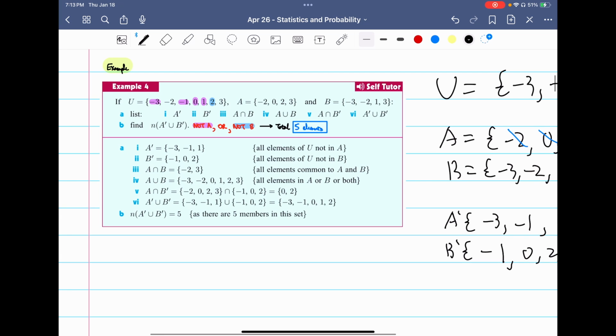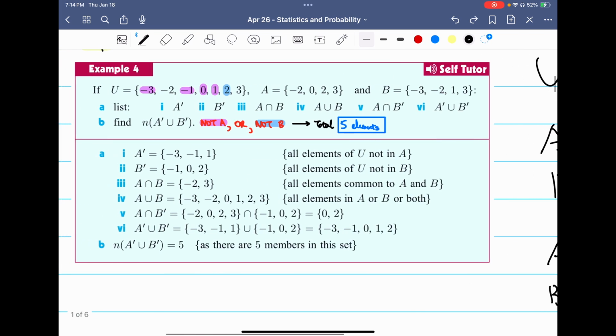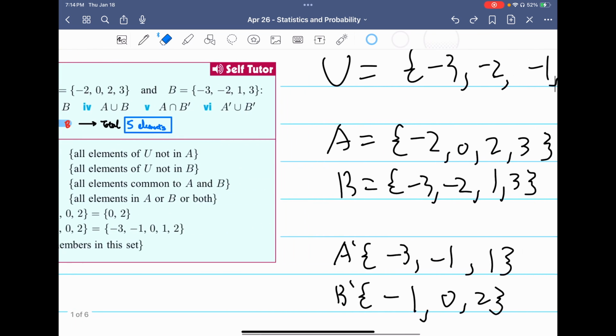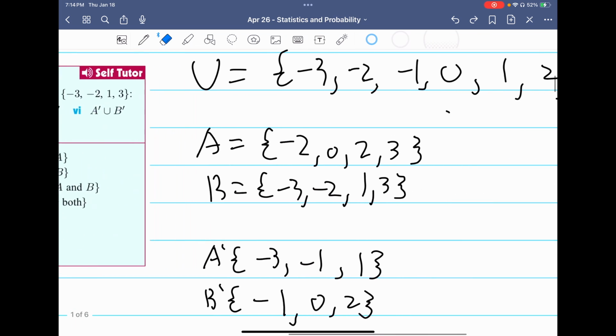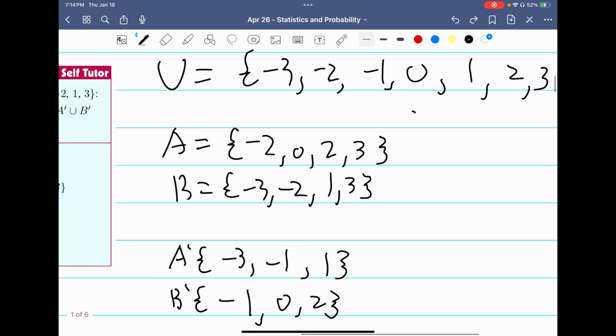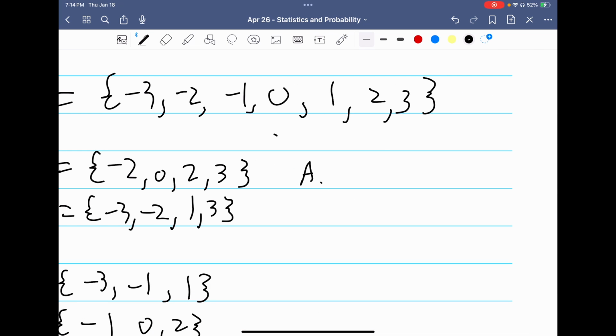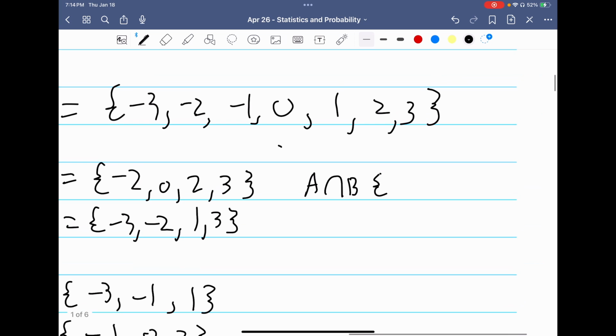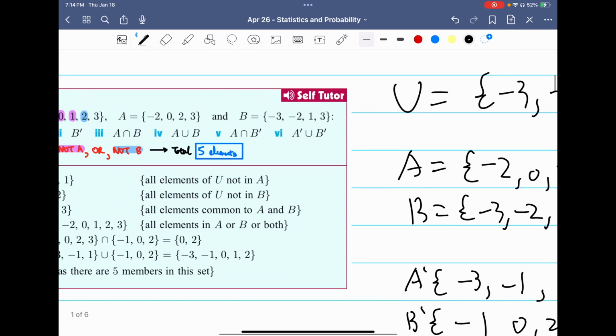All right. So next question is going to be A intersection B. A intersection B is going to be the same values that A and B share. So in this case, it's going to be -2 and 3. So A intersection B would be -2 and 3.